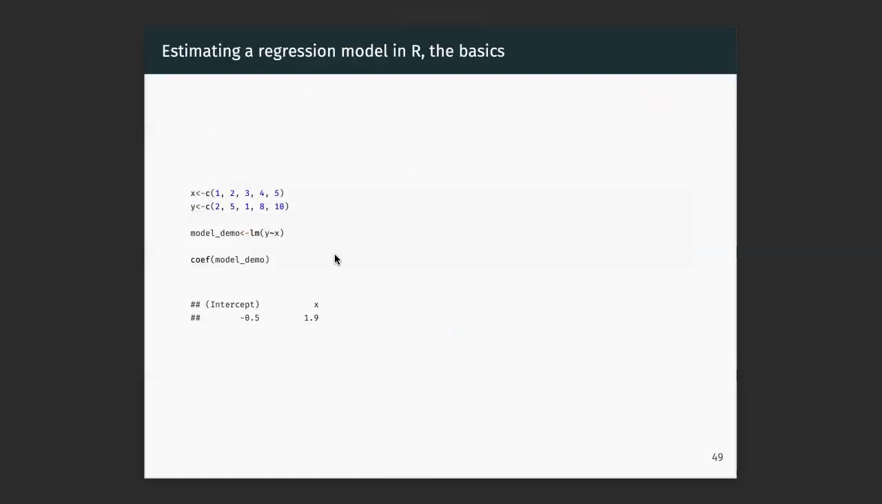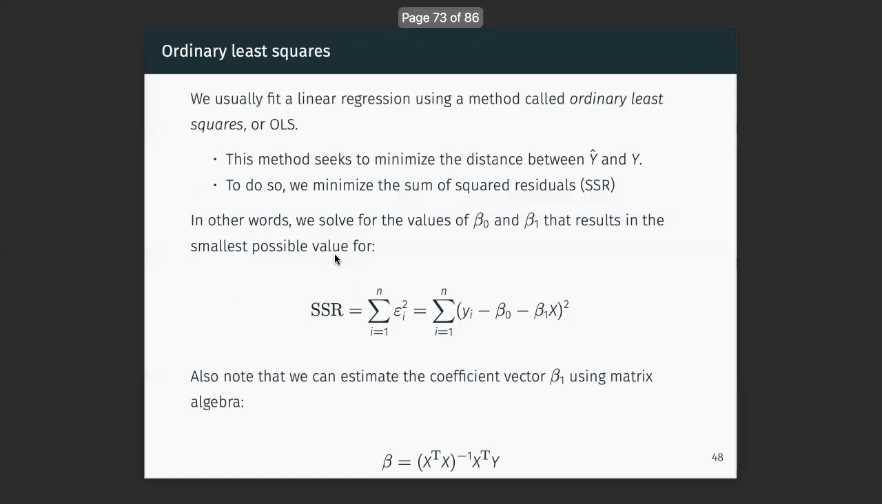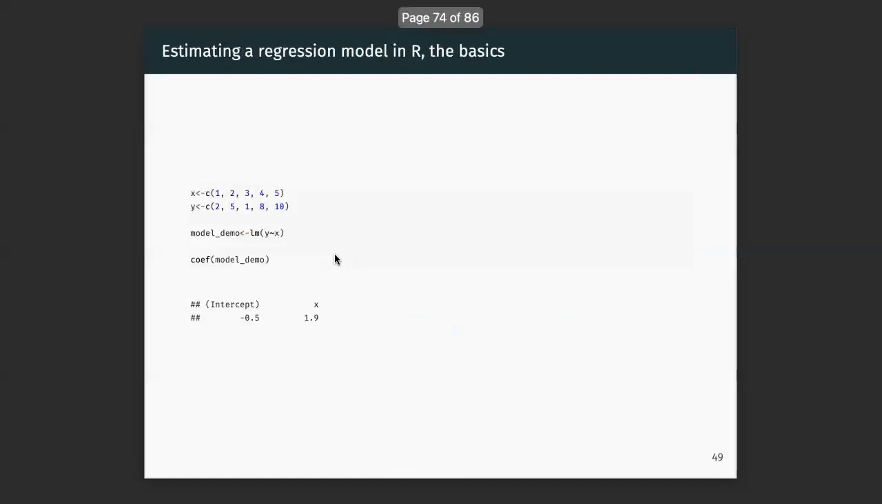Okay, so let's estimate a regression model in R. It looks hard, but it turns out this is just the math. What we do in R is actually incredibly simple. So let's create two vectors, y and x. X is 1, 2, 3, 4, 5. Y is 2, 5, 1, 8, 10.